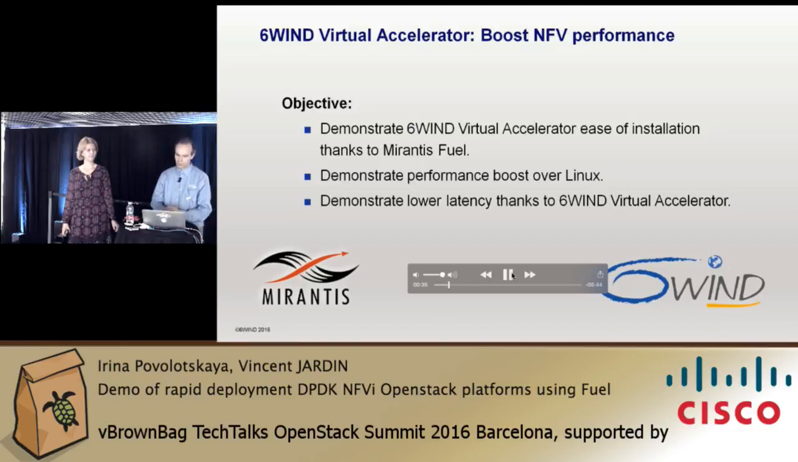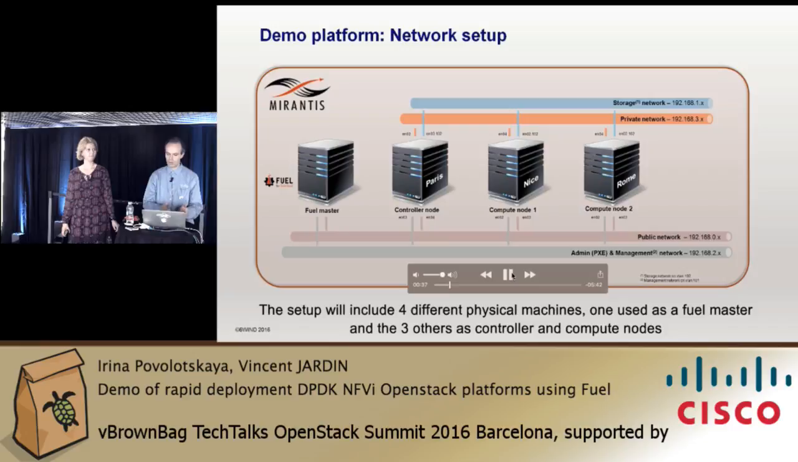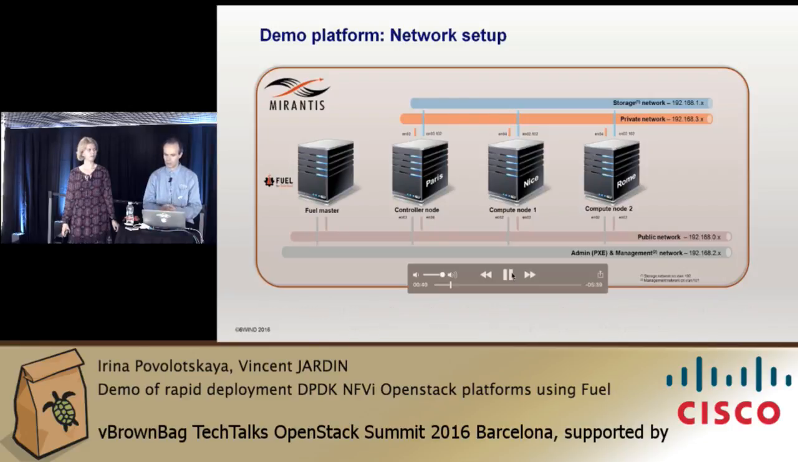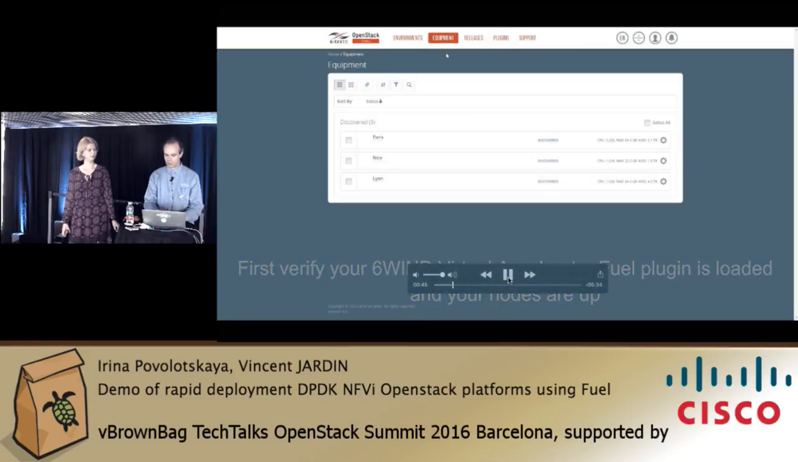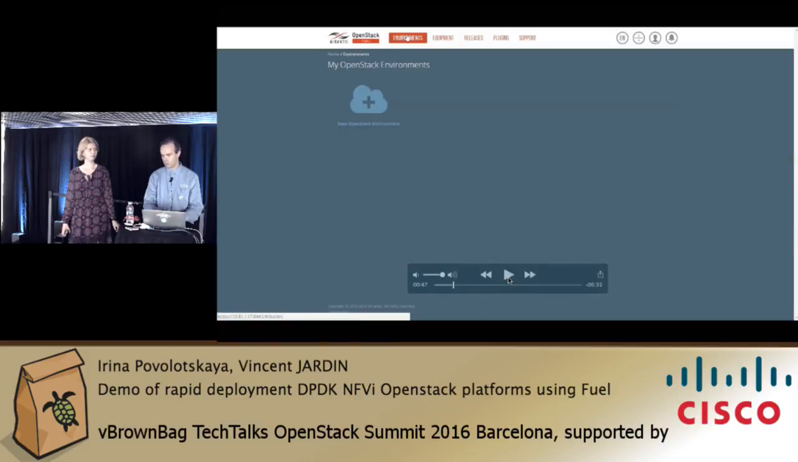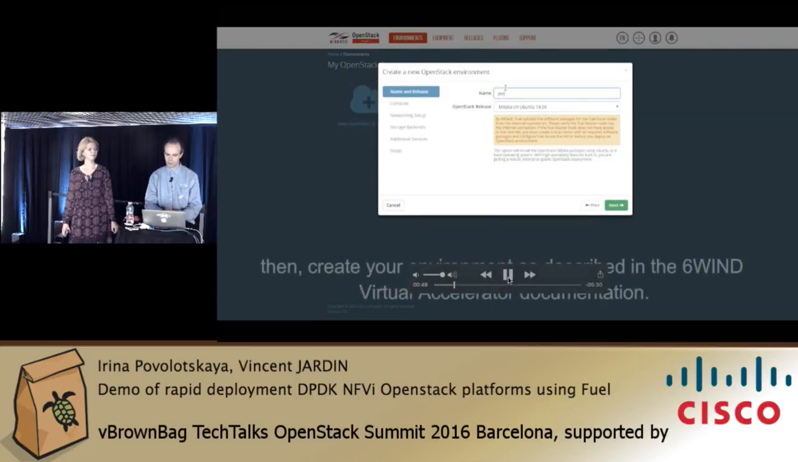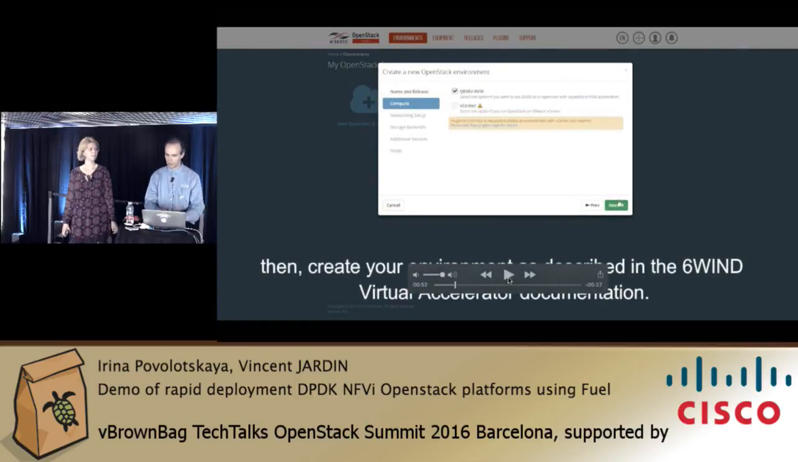For that, we use a very simple topology with a Fuel master, a controller, and two compute nodes, and two networks, which are two 10 gig networks. You may be used to the Fuel web UI, so it's pretty comfortable to use. By the way, we use Fuel for two reasons. In the Sixwin Lab, we need to easily do some OpenStack development and some OpenStack tests, and for that, Fuel has been very comfortable. And moreover, we need our customers to feel comfortable when they deploy NFVi environments.